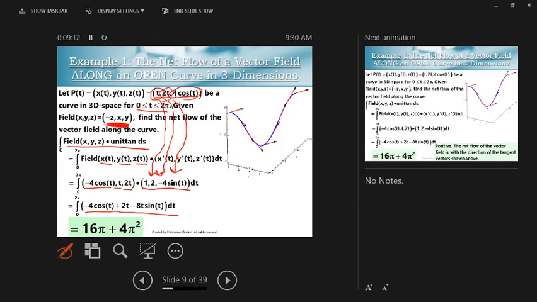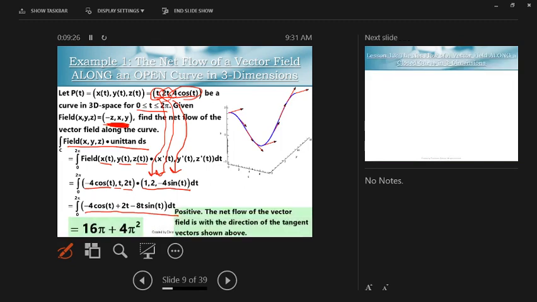Be careful, do not summarize this as clockwise or counterclockwise. I realize that this is a positive result, and I realize the temptation would be to say that the net flow of the vector field along the curve is counterclockwise, but it's not. It's with the direction of parameterization, or with the direction of the tangent vectors. Clockwise and counterclockwise don't have any meaning for an open curve.